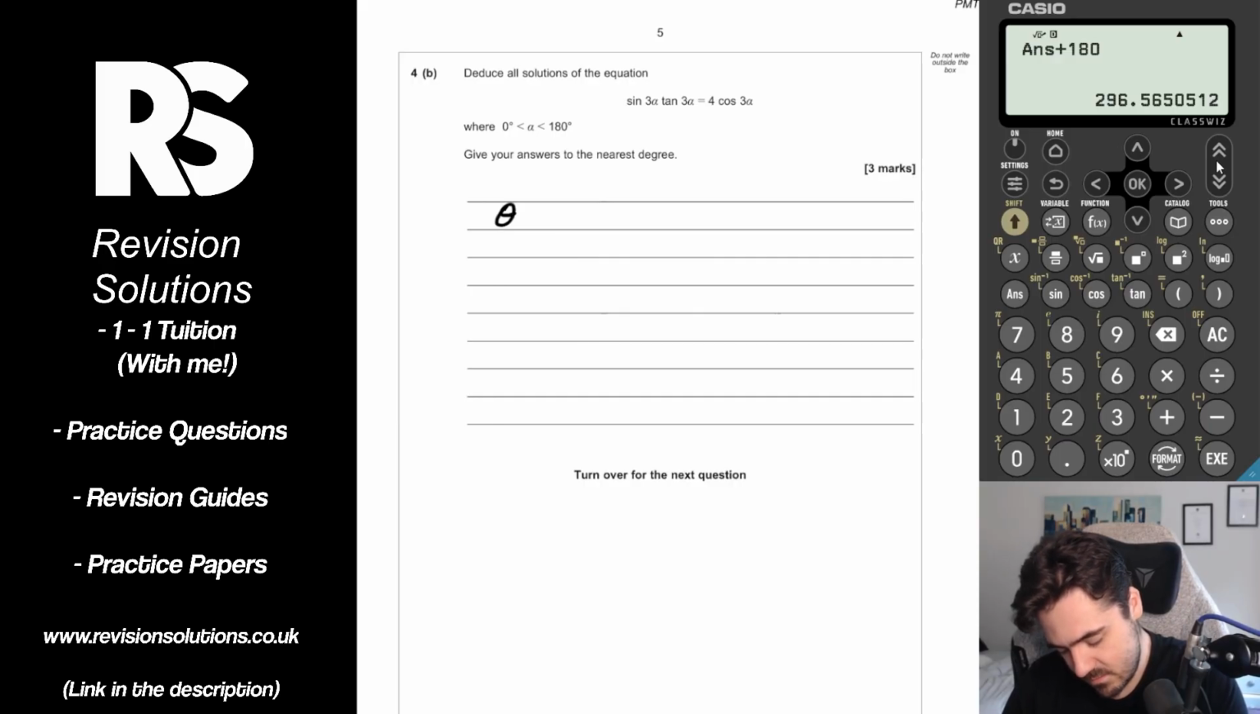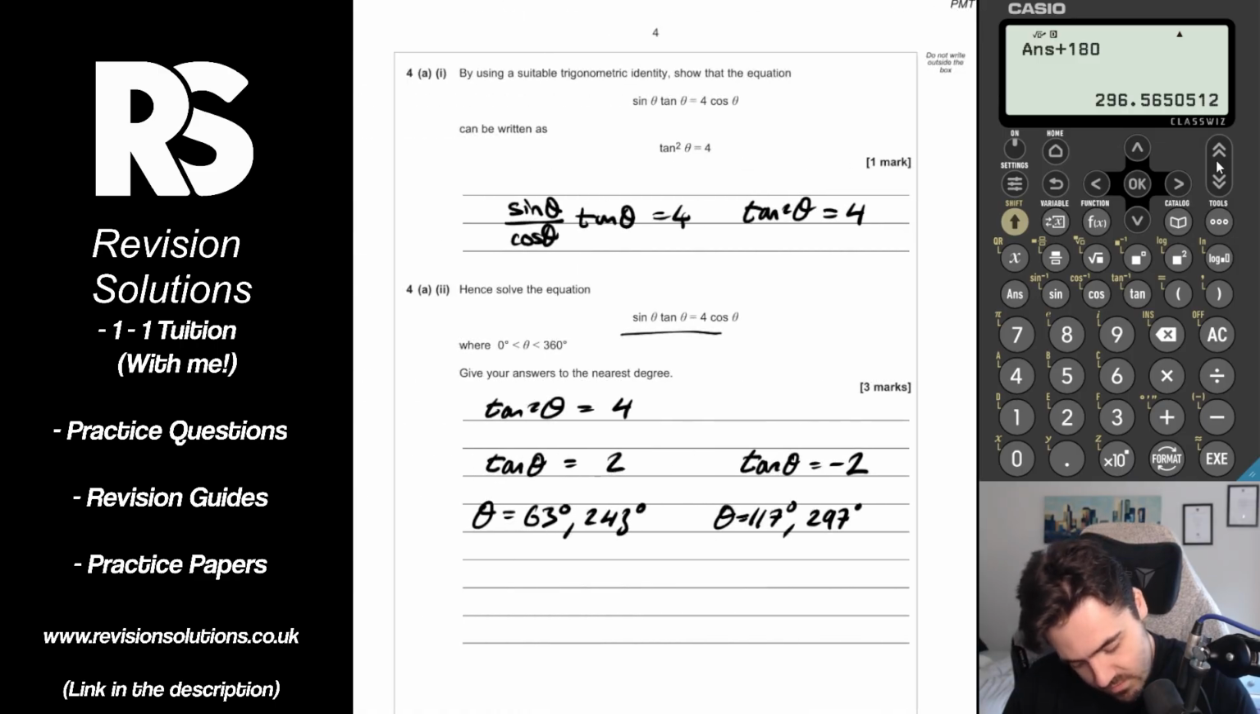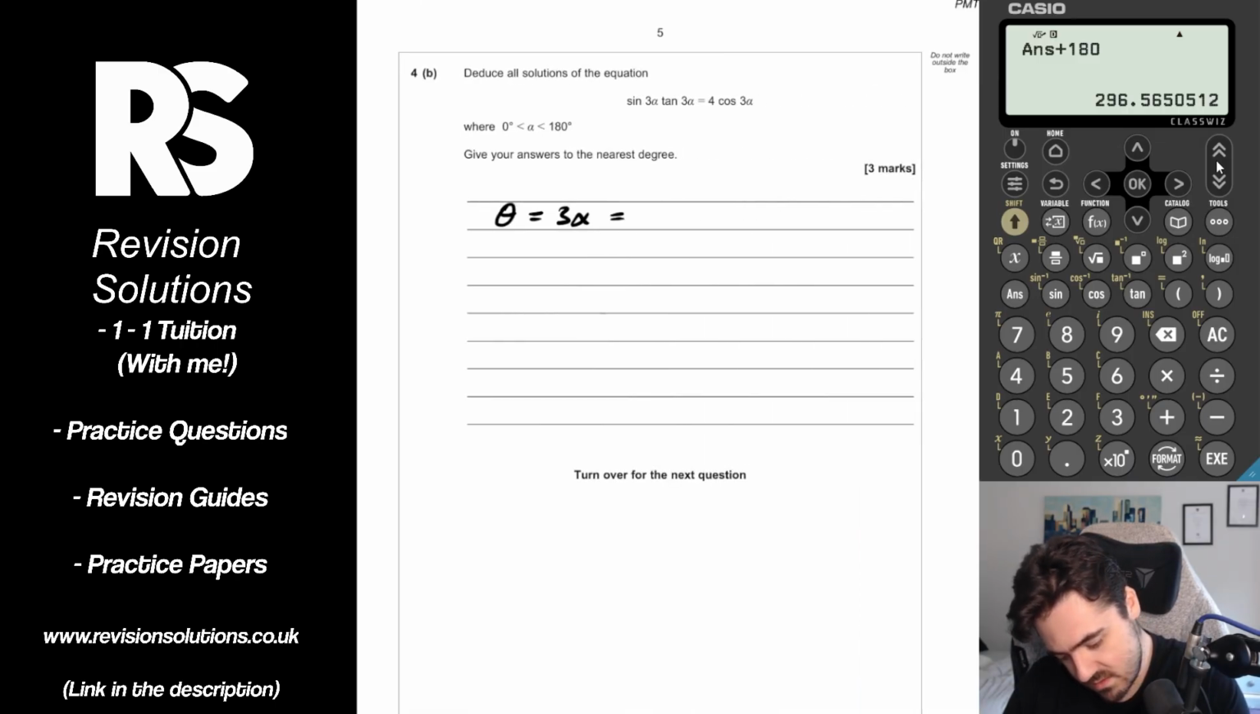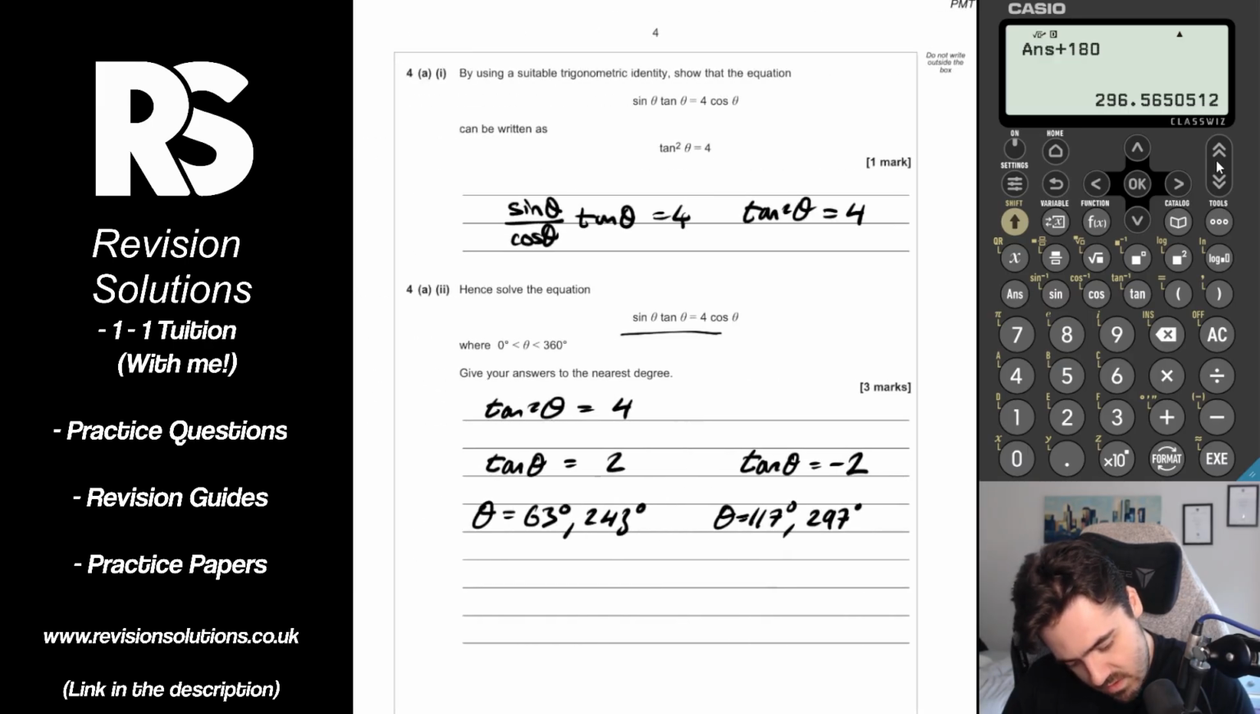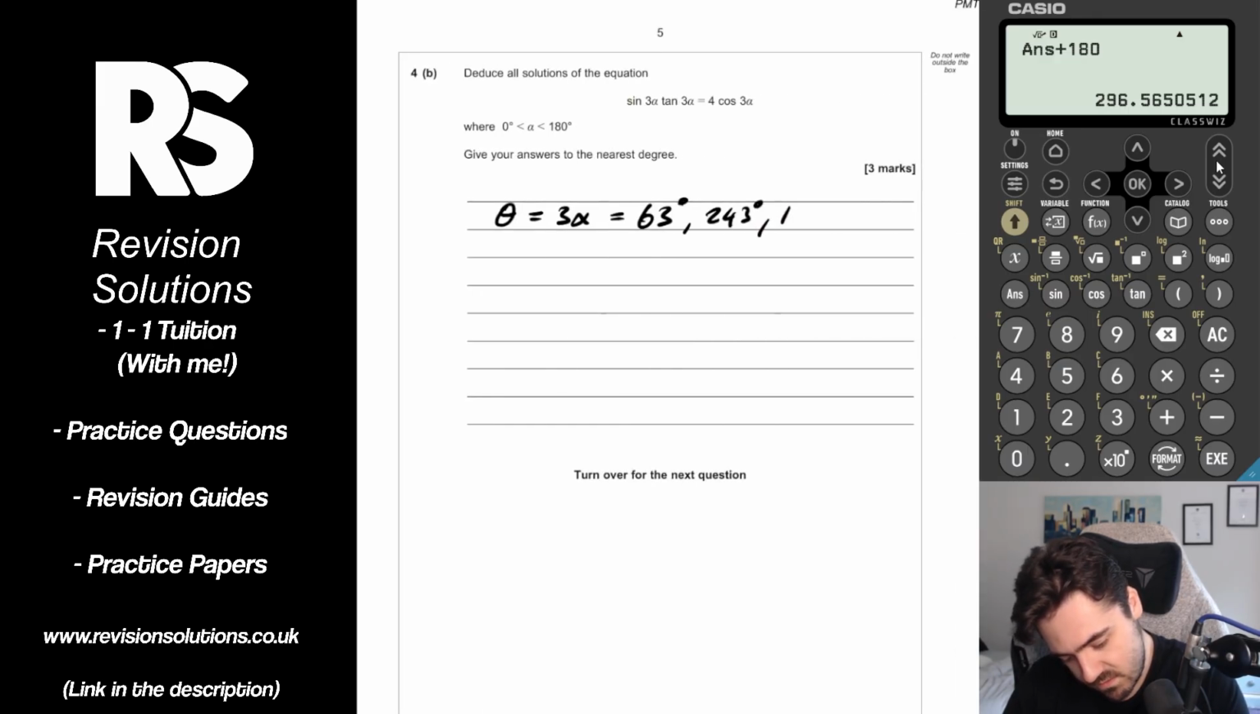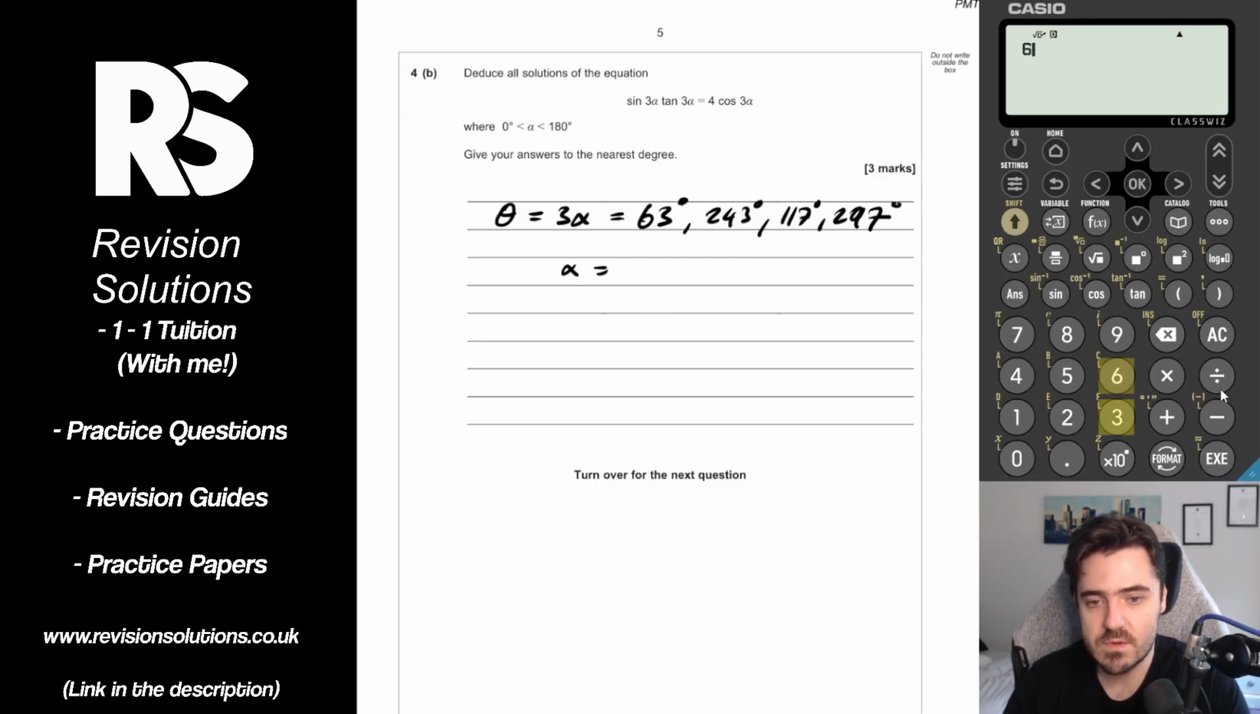so theta, which is actually equal to 3 alpha, which is 63 degrees, 243 degrees, 117, and 297 degrees. And then we can just divide by 3 to get the new solutions for alpha. So 63 divided by 3, that gives us 21 degrees.